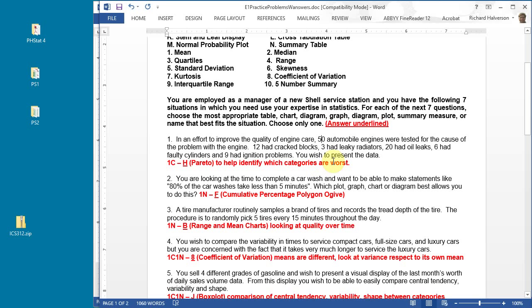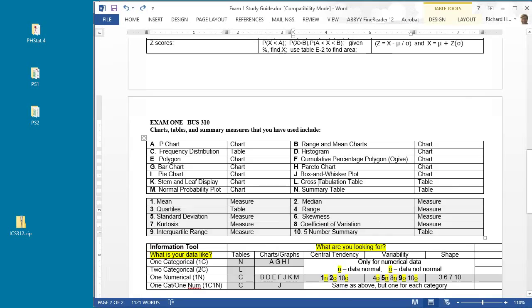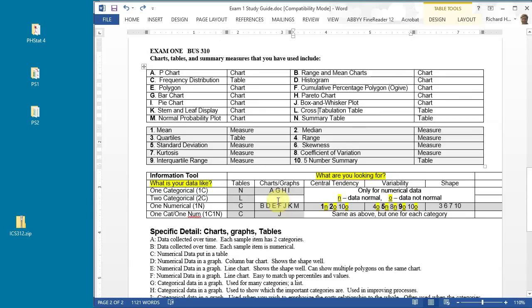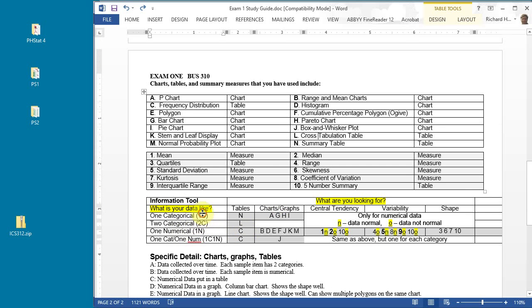We want to improve the quality, so we'd like a chart that will not only help us identify what the worst offenders are, but also lead us perhaps to the best, easiest solution to help improve the quality of these engines. So this is single categorical data, and if we look at our study guide here, we see a single categorical.